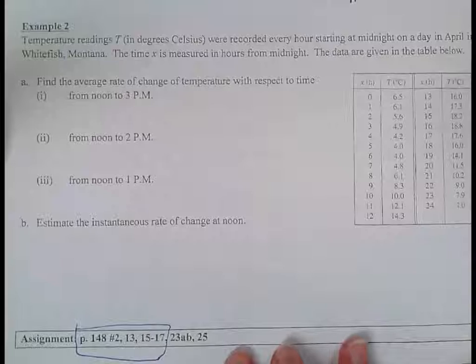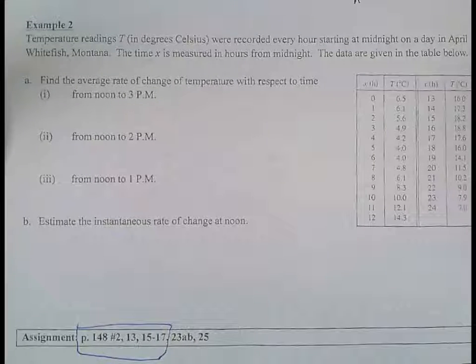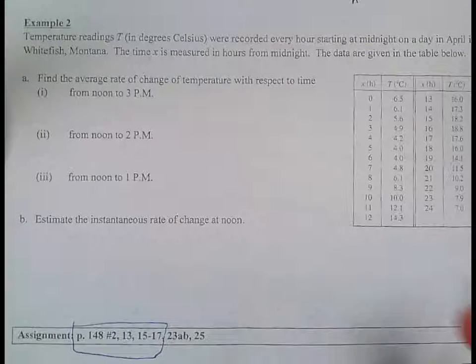But in example 2, here we have temperature readings T in degrees Celsius are recorded every hour starting at midnight on a day in April in Whitefish, Montana. The time X is measured in hours from midnight, and the data are given in the table below. So this is a case where we do not have an actual equation for the function T. We are just given the table.